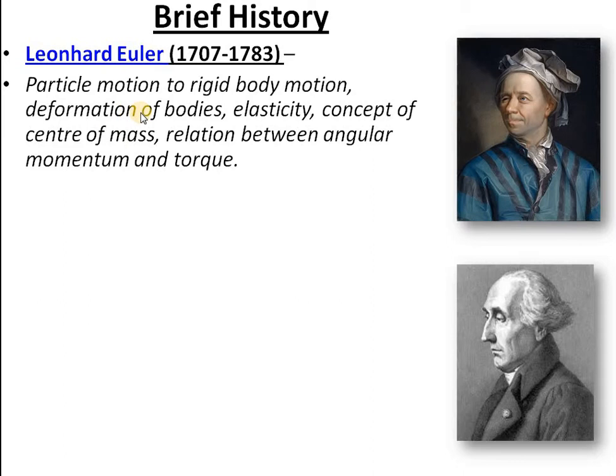And Euler also talked about deformation of bodies, how bodies change their shape on application of forces, and the concept of elasticity. The classification of bodies on the basis of elastic property was one of the important ideas proposed by Euler. And he made the relation between angular momentum and torque.